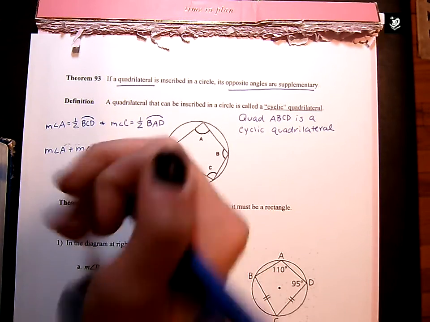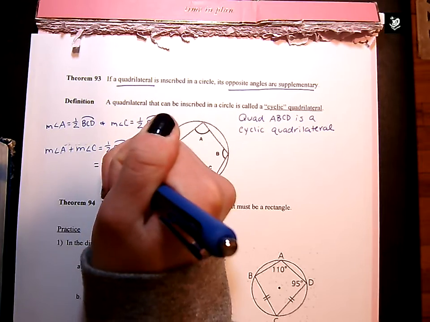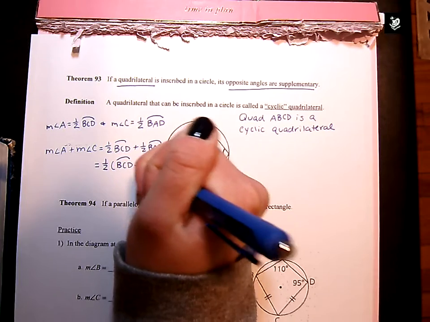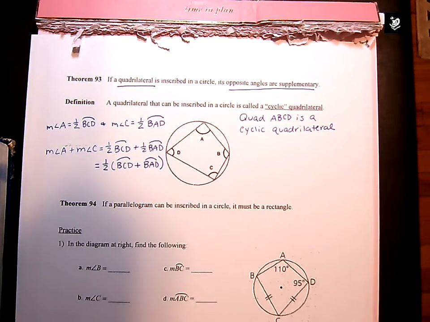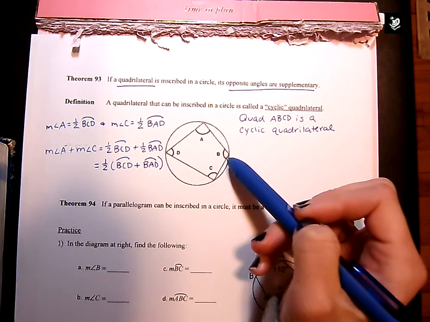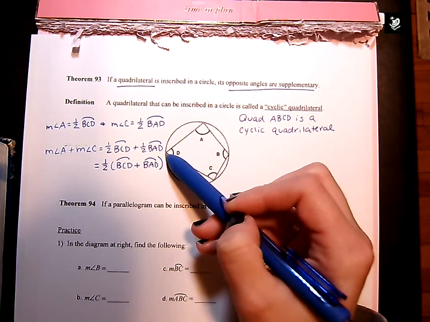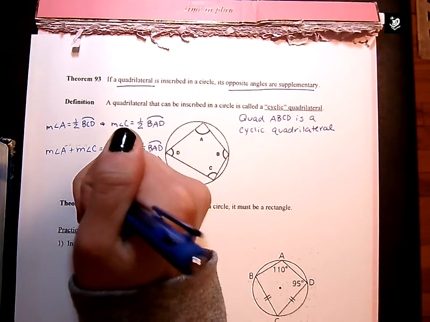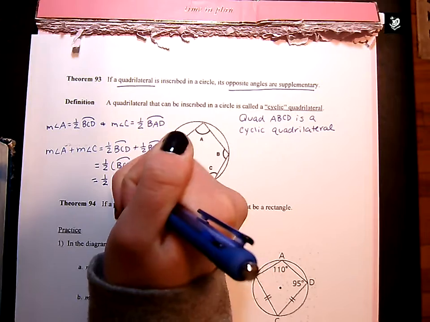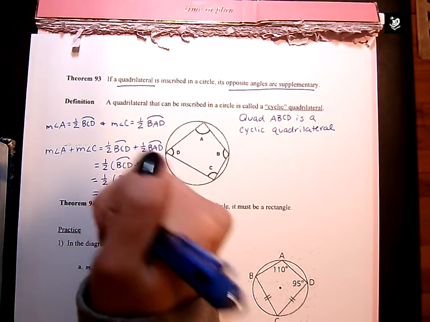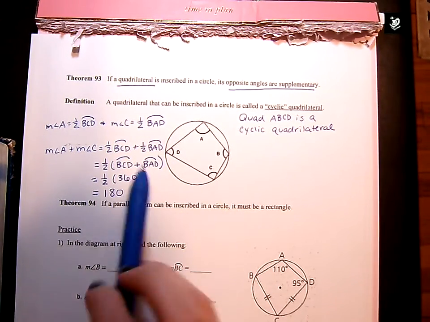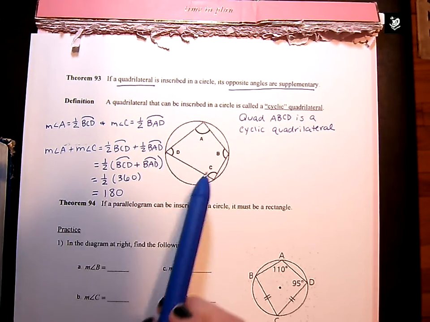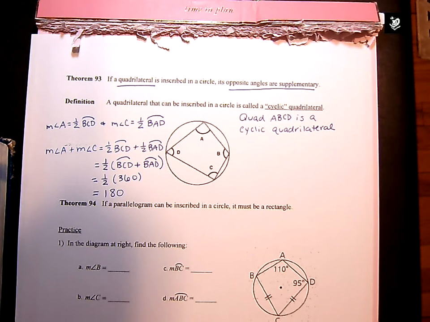Now, if I rearrange this a little bit, I can distribute out the half, and then I have arc BCD plus arc BAD in the parentheses. What do I know about those two arcs? BCD goes to here, and BAD goes all the way to here. Together, the two of them add up to 360. And what is half of 360? 180. So now we just proved that the measure of angle A plus the measure of angle C adds up to 180 degrees. And we can do the exact same proof for B and D.